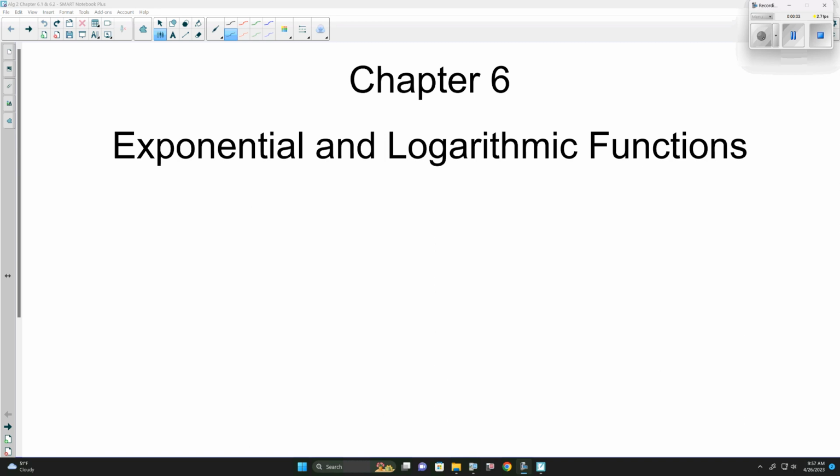All right, guys, so today we are covering the last chapter that we're going to cover in Algebra 2. Chapter 6, all the way up to the final. So, exponentials and logarithmic functions. This is the last thing we're going to be covering in Algebra 2.